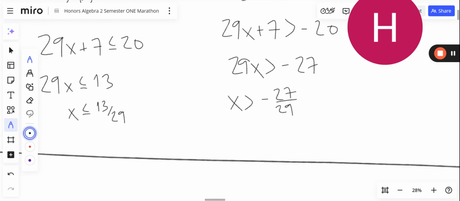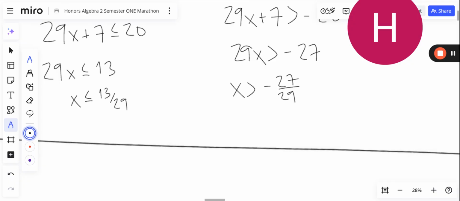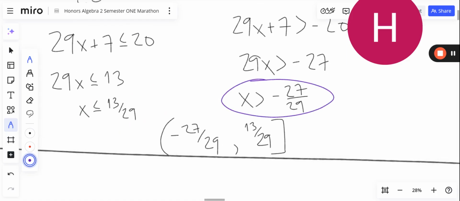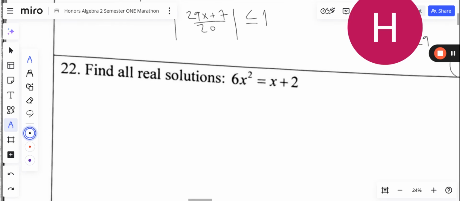And just be careful about where those intervals are. So it's less than this positive number, greater than this negative number, and you can write the interval as follows. Negative 27 over 29, comma 13 over 29. Notice that one of them will have a bracket because this inequality says less than or equals. This inequality says strictly greater. So we're not going to include the negative 27 over 29. We are going to include the 13 over 29. That one is valid.